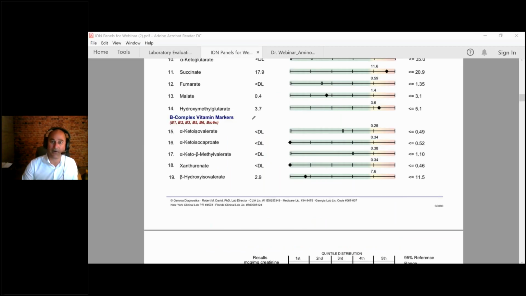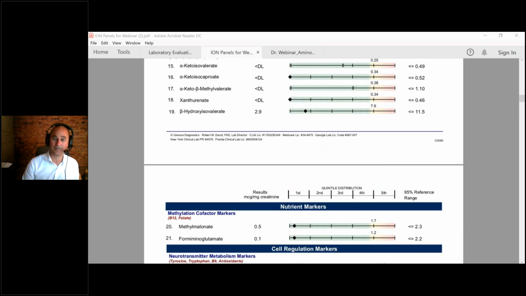So the B vitamin markers, if they're high, show that these chemicals here are building up, and that shows that your body is not metabolizing or breaking down amino acids. Okay? So a high marker shows a need for B vitamins. That implies that you're not processing amino acids. So this whole section has to do with amino acids. All right, and let's go on.